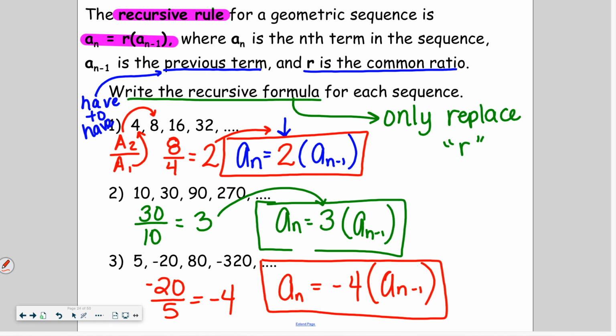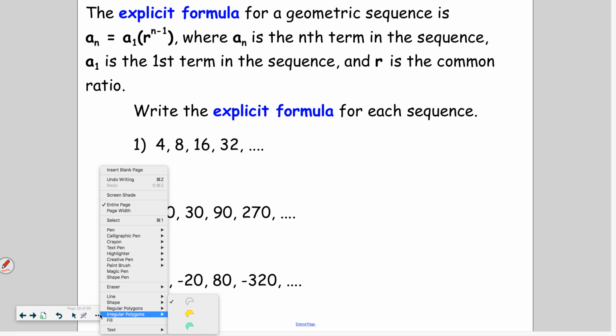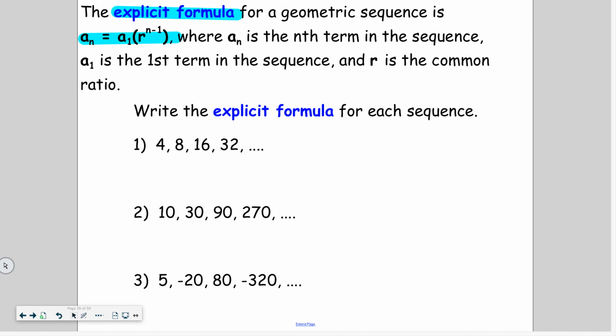All right, go ahead and turn to the next page. So that's the recursive rule. Now we're going to do the explicit formula. Again, I want you to highlight whatever you need to do. Let me find my highlighter. So for the explicit formula, this is the formula that we need. Now, when we have the explicit formula, we're going to replace the first term. We need a sub 1, which is the first term, and again, we need R.